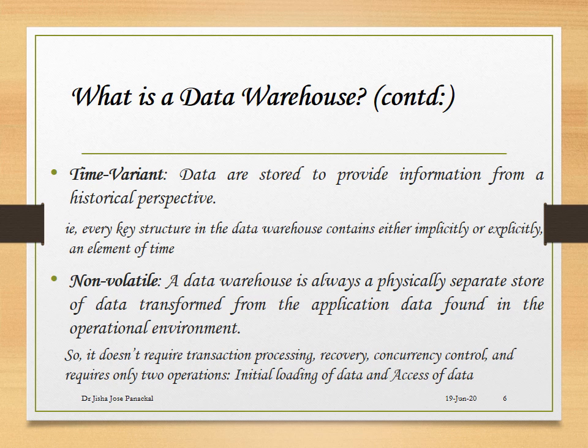Next point is non-volatile. You all know that volatile means data will be lost when the power is off or when the system crashes. But a data warehouse is always a physically separate store of data transformed from the application data found in the operational environment. So it is a permanent storage. It doesn't require transaction processing, recovery, and concurrency control systems as used with database systems. We need only two operations. First one is the initial loading of data, and the second one is access of data, or reading of data.